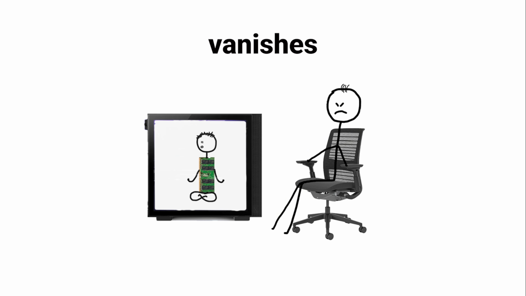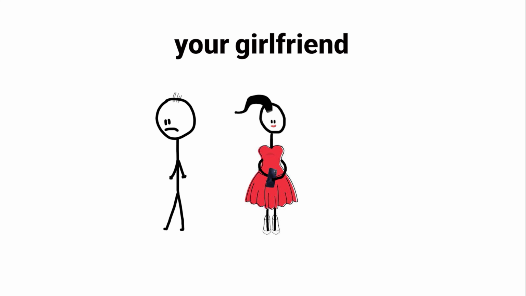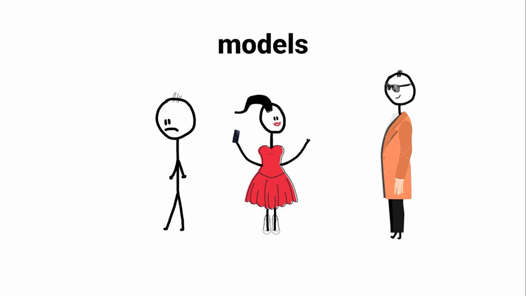Everything stored in DRAM vanishes into the digital abyss, like a sandcastle washed away by the tide, or your girlfriend when she realizes she likes her Instagram models more than you.